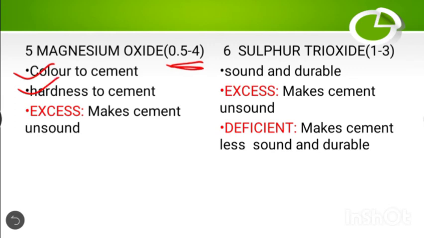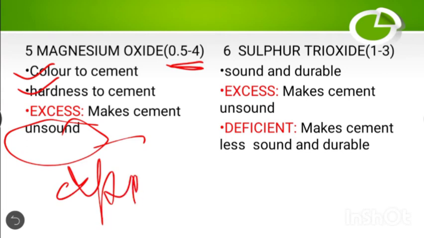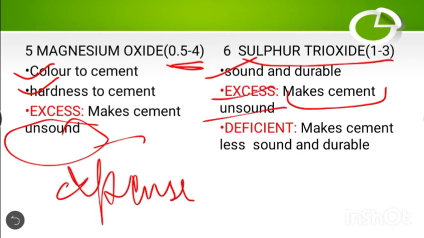If used in excess, it makes the cement unsound, meaning there is expansion of cement, and there are cracks in the cement when it sets, which is not a good property. Now moving further, sulfur trioxide, which is 1 to 3%, makes the cement sound and durable. It is used in very small quantity, and it makes the cement unsound when it is used in excess, and it makes the cement less sound and less durable when it is used in deficiency.